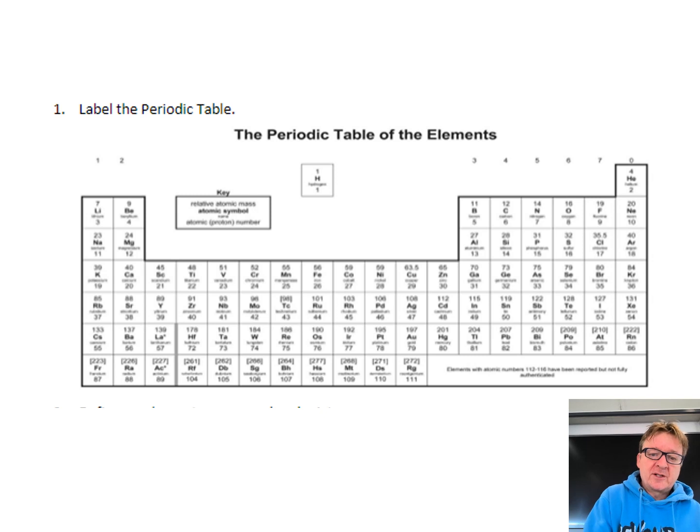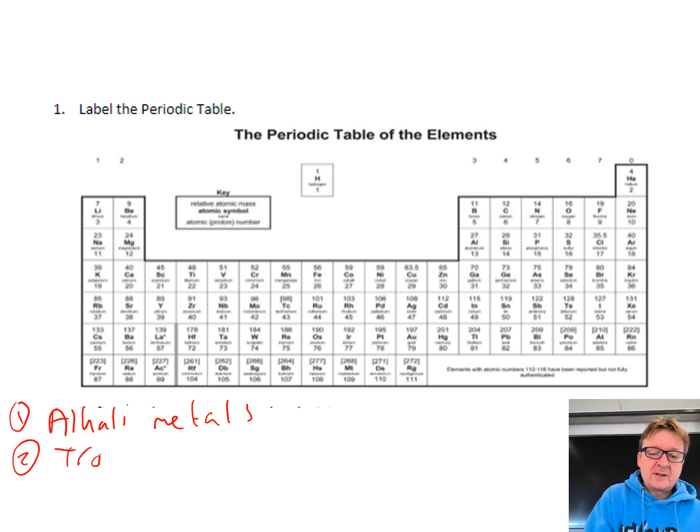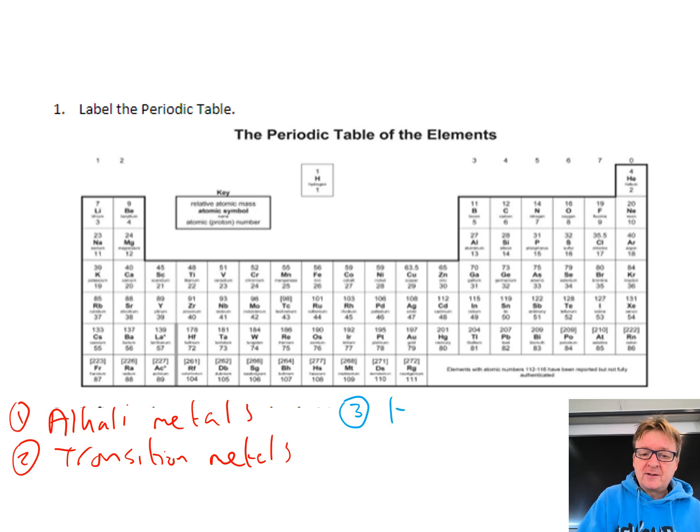Right, so what I'm going to do is write down at the bottom here: alkali metals, and I'm going to put 1 at the front. I'm then going to do number 2, the transition metals. And then I'll change the colour and I'll go 3, the halogens, and I should have changed the colour between them and the others as well. Number 4 is the noble gases.